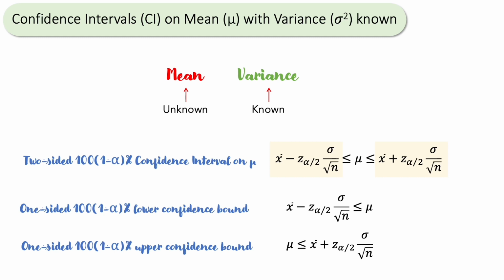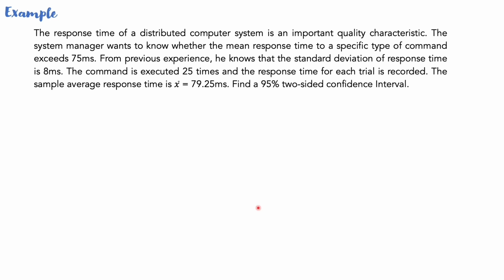Let us do an example. This is the same one that we did during our last session, but now we are approaching it from a different perspective. In this, the response time of a distributed computer system is an important quality characteristic. You know that we are always interested in some characteristics to measure, and those are called quality characteristics. So in this operation, we are interested in the response time. Our quality characteristic is the response time.